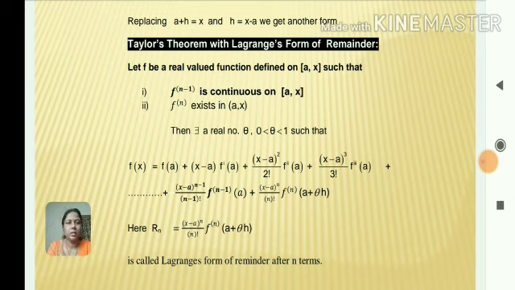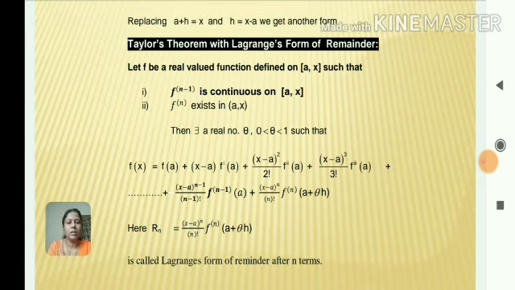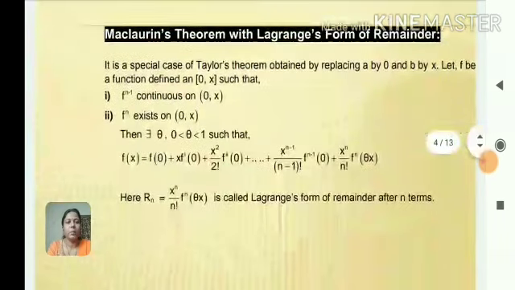f(x) is equal to f(a) + (x - a) f'(a) + (x - a) squared upon 2 factorial f''(a), and so on, (x - a) raised to n-1 upon (n-1) factorial f^(n-1)(a), plus (x - a) raised to n upon n factorial f^(n)(a + theta h). Here, Rn equal to (x - a) raised to n upon n factorial f^(n)(a + theta h) is called Lagrange's form of remainder after n terms.